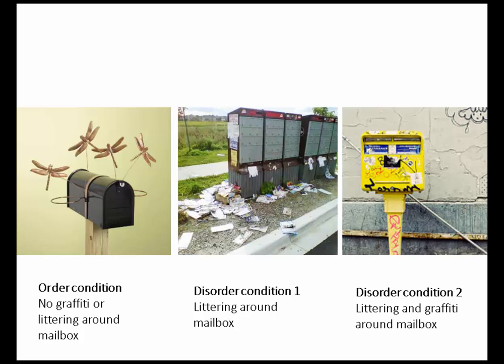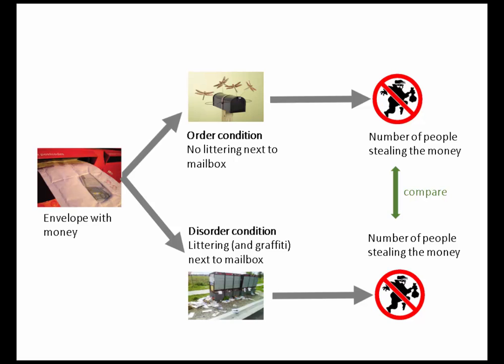And then they had an even more pronounced version of it, where they not only had rubbish next to the mailboxes, but on top of that, graffiti as well. So they really pushed it, to give people the impression that nobody cares about this place. And let's see if that makes them more likely to then break another norm, which is not stealing those envelopes. So here you see the experimental design. Again, it's in a similar way, and at the end the dependent variable is counting how many people steal those envelopes.